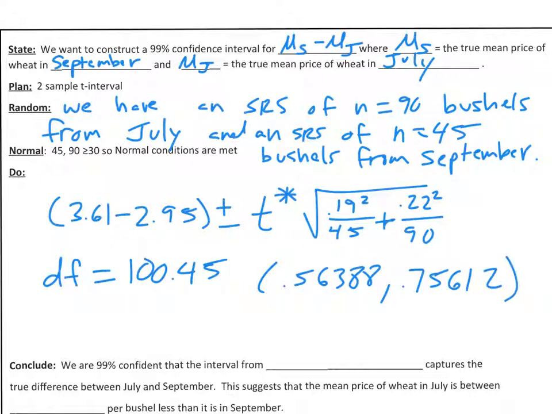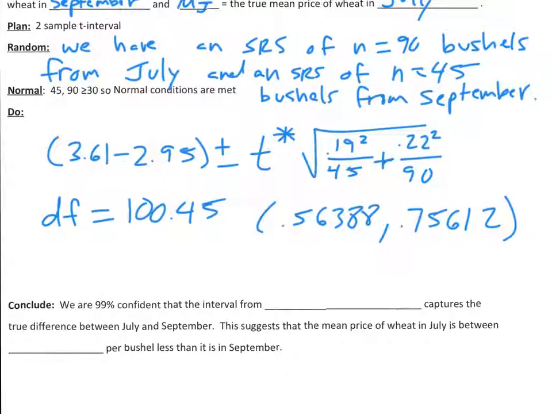Okay. Again, this one's a lot nicer. The first one was kind of a wicked one where all kinds of stuff was going on, but here with those nice sample sizes and no box plots, it's pretty good. So we are 99% confident that this interval from 0.56388 up to 0.75612 captures the true mean difference between July and September. You could stop there, right?